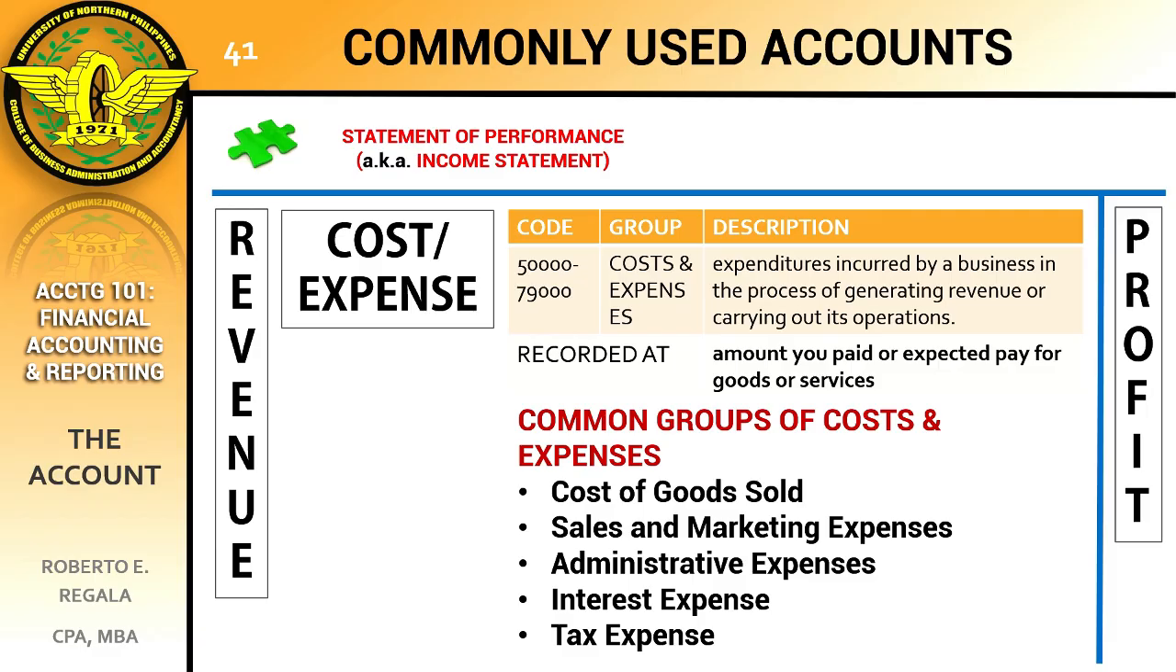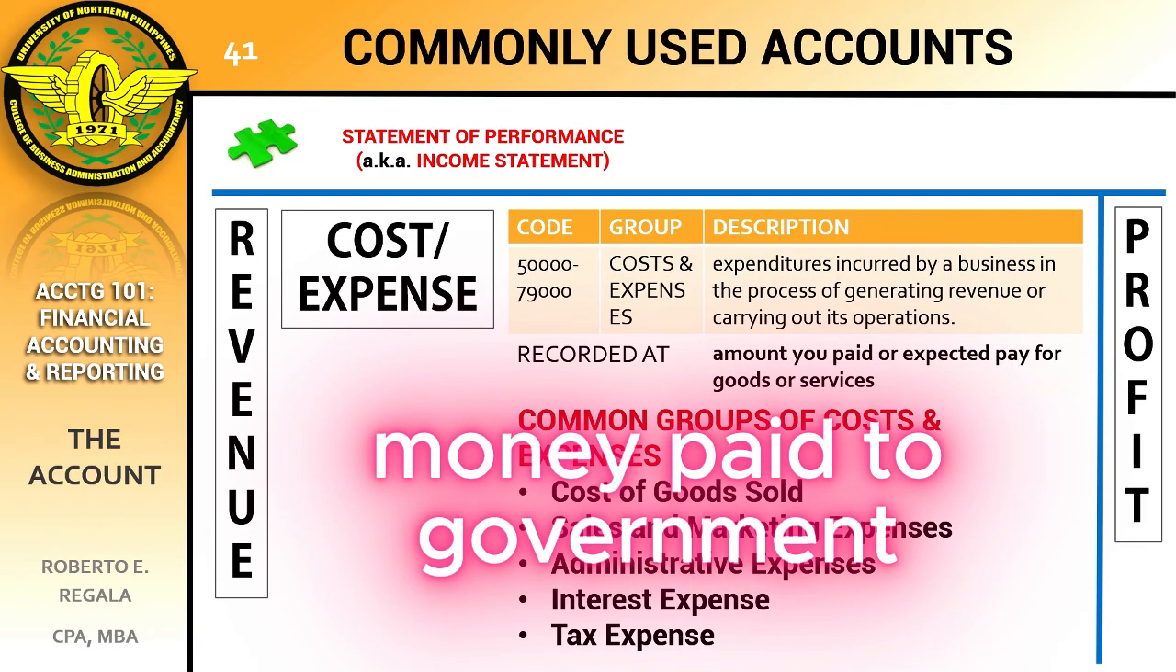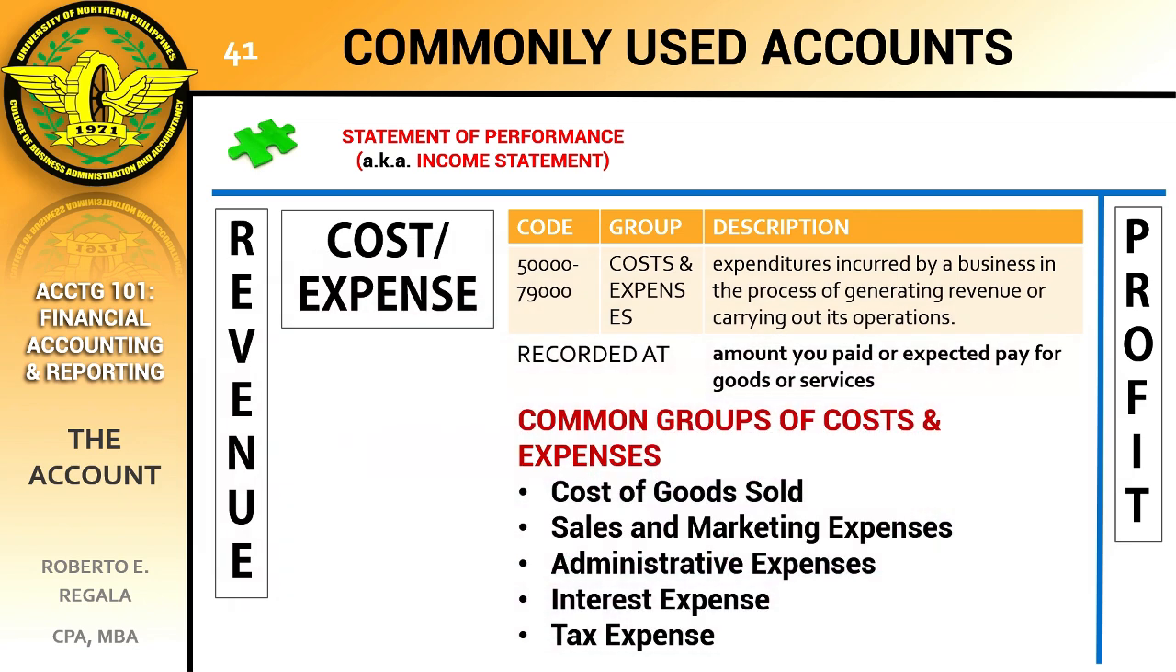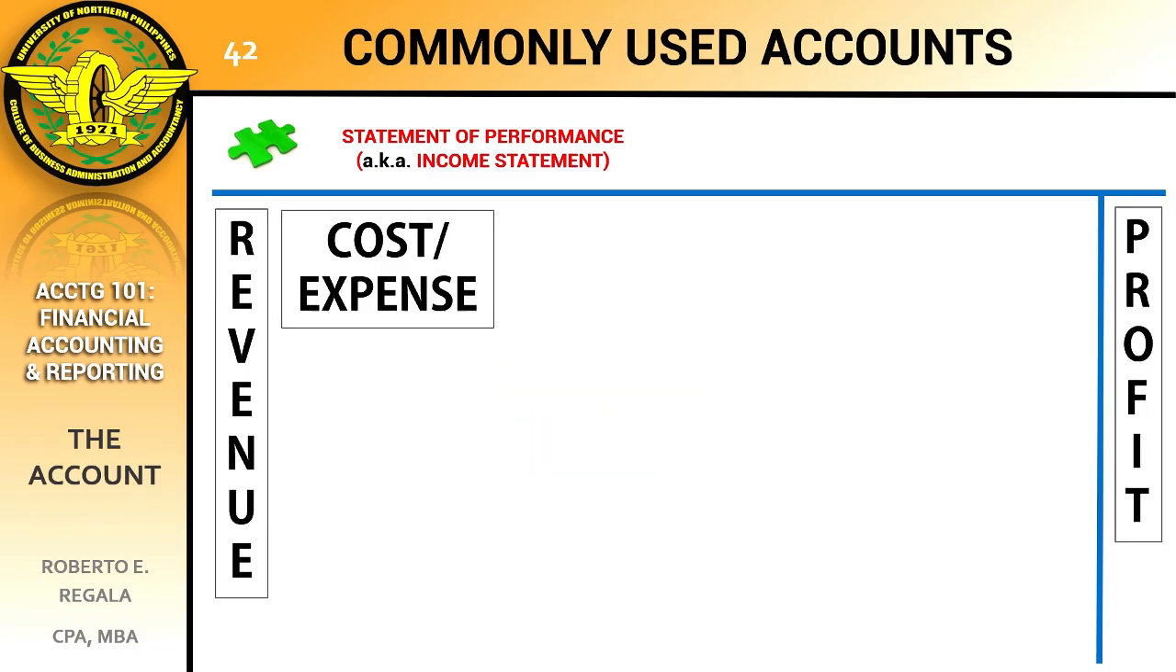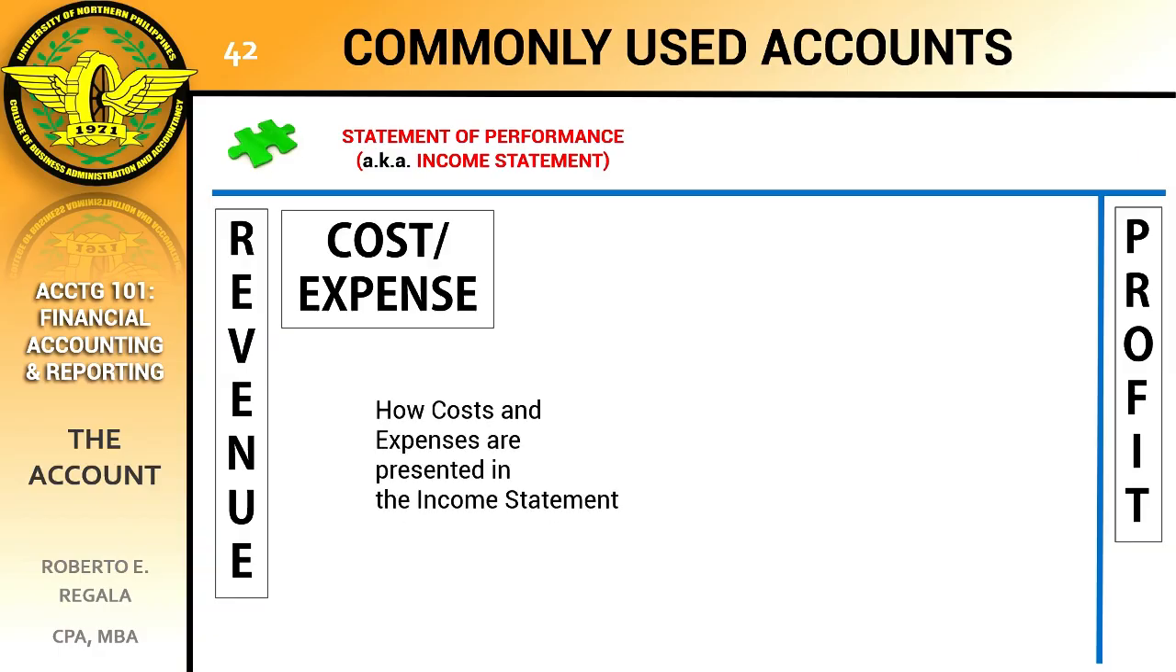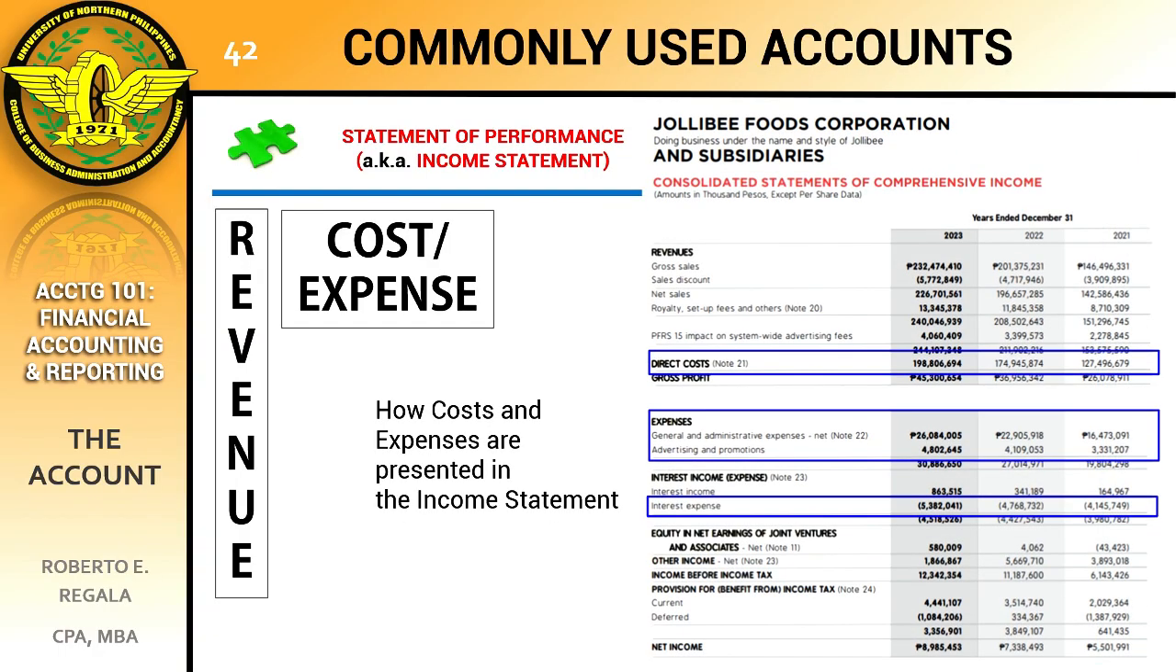Tax expense refers to the amount of money a business is required to pay to government authorities based on its taxable income, including income tax, sales tax, property tax, and other applicable taxes. On the income statement, costs are often categorized into cost of goods sold, selling expenses like advertising, administrative expenses like office rent, and other expenses like interest. Also, expenses can be listed by function or nature, such as depreciation and salaries.